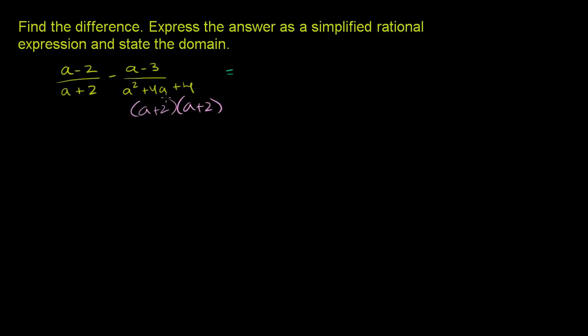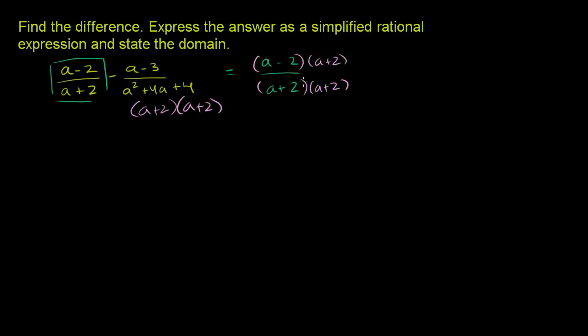This will be the same thing as this first term right here, a minus 2 over a plus 2. But we want the denominator now to be a plus 2 times a plus 2. We want it to be a plus 2 squared. So let's multiply this numerator and denominator by a plus 2, so its denominator is the same as this.